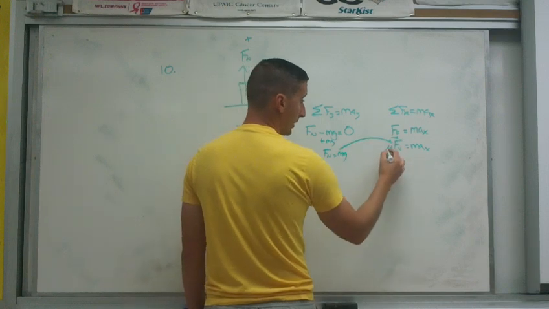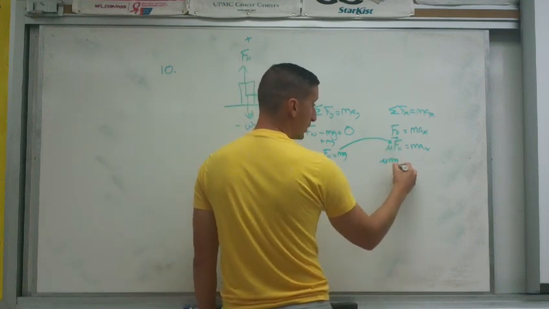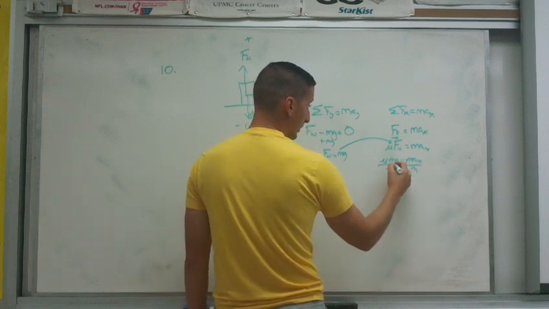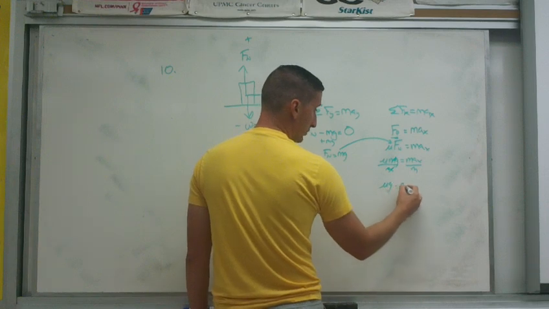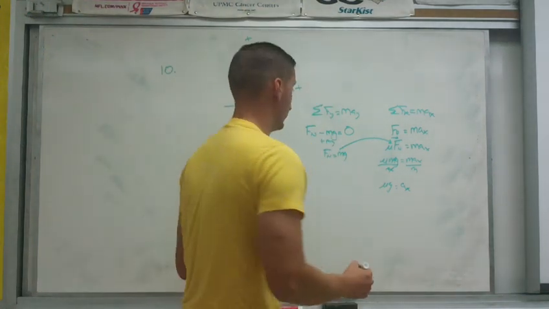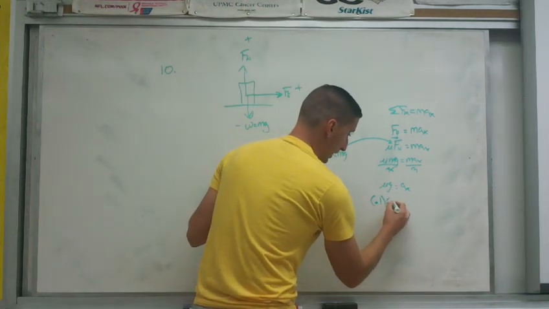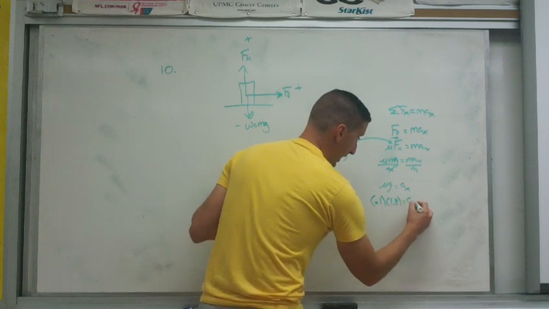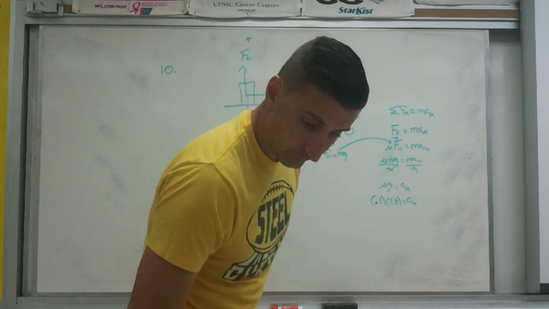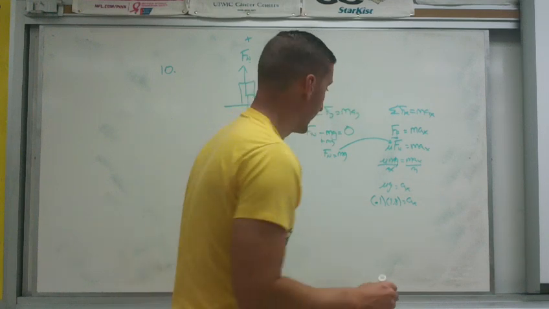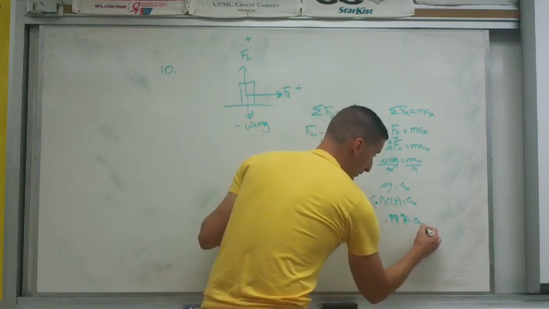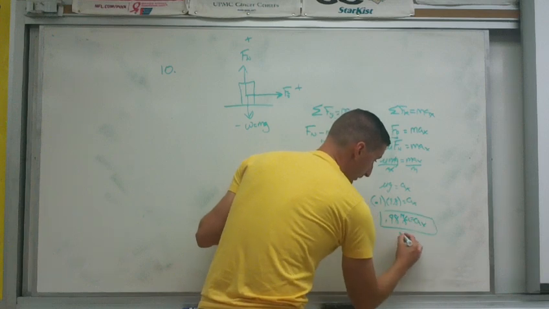I'm gonna plug in for that. I get mu mg equals max. I divide by mass. Mu g equals ax. All right, the coefficient when it's rainy is 0.1 times 9.8 equals ax. 0.1 times 9.8, 0.98 meters per second squared. Rainy.